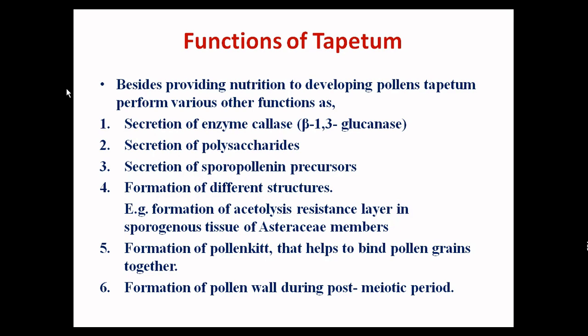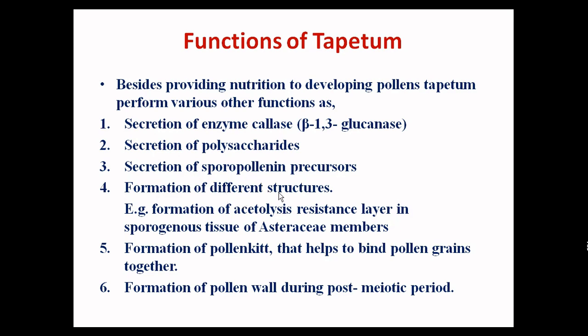Secondly, it performs the function of secretion of polysaccharides, which can act as nutrients for the developing pollen grains. Then it performs the function of secretion of the sporopollenin precursor. The exine of the pollen grain is made up of sporopollenin, and this sporopollenin layer or exine provides protection to the pollen grain.